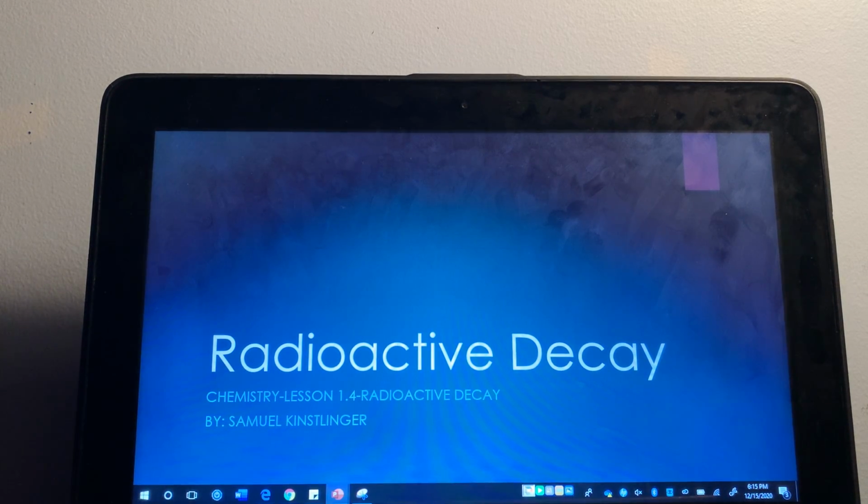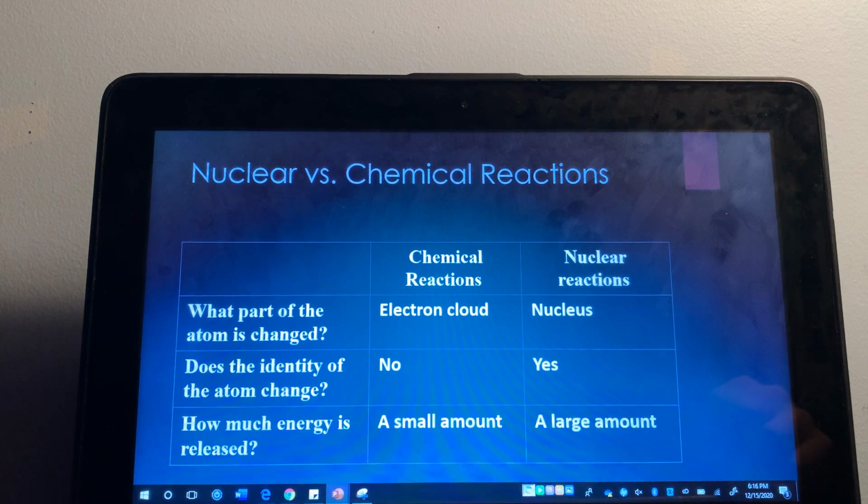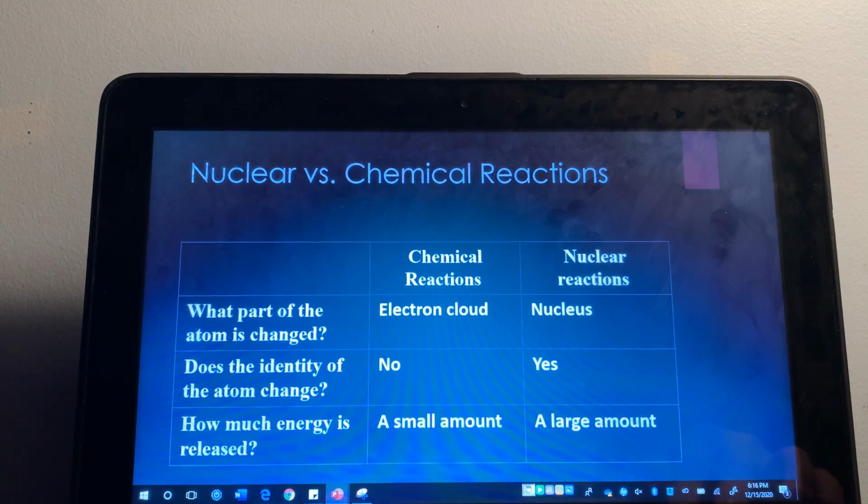I'm Scholastic Sam, and today, in the next lesson of our chemistry unit, we are going to be going over lesson 1.4, Radioactive Decay. Now, before we start with radioactive decay, it's important to know the difference between a nuclear and a chemical reaction. Chemical reactions change the electron cloud, while nuclear reactions change the nucleus. Chemical reactions don't change the identity of the atom, meaning they don't change the element, but nuclear reactions do. And chemical reactions only release a small amount of energy, while nuclear reactions release a lot of energy.